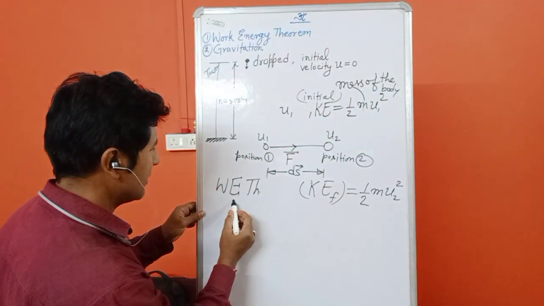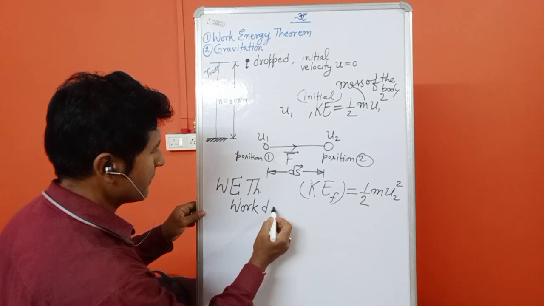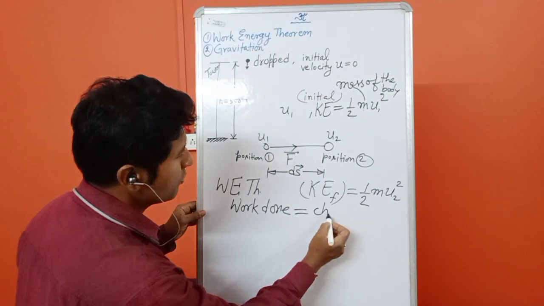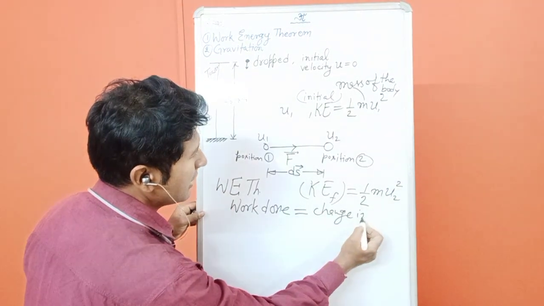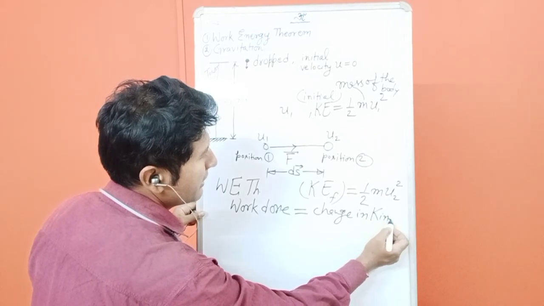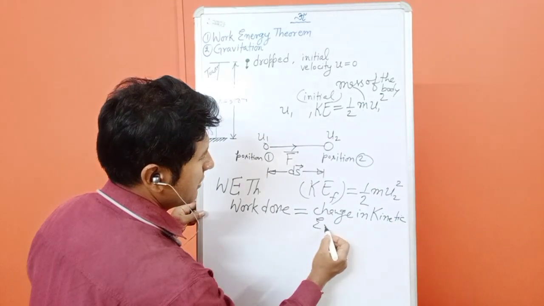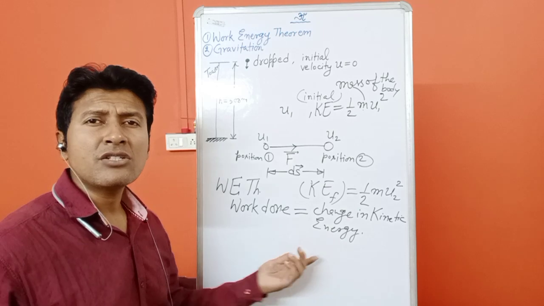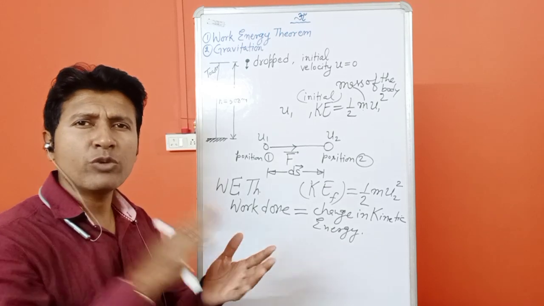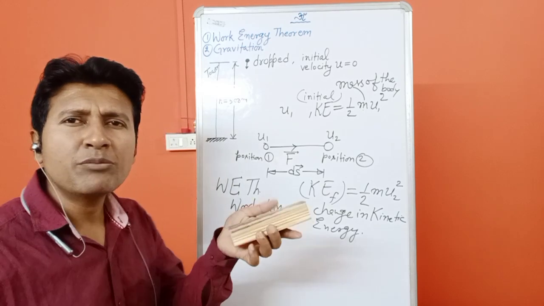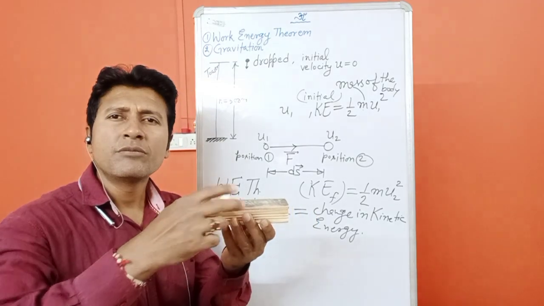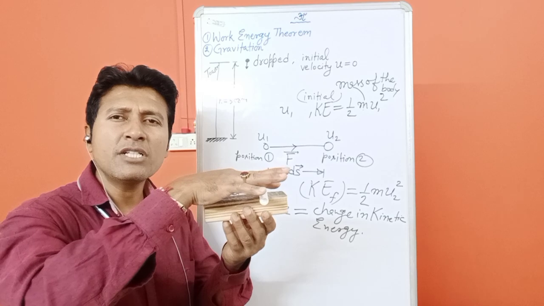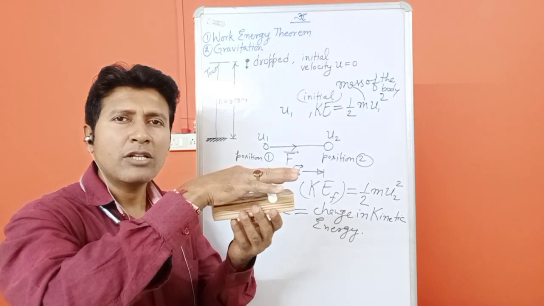Now the work energy theorem, WET, says that work done must be equal to change in kinetic energy. Now, whose kinetic energy is getting changed? Of course, the body on which the work is done. Let's suppose this is the body, and this is a plane. Now, when the work is done and the body is getting displaced, are you getting it?